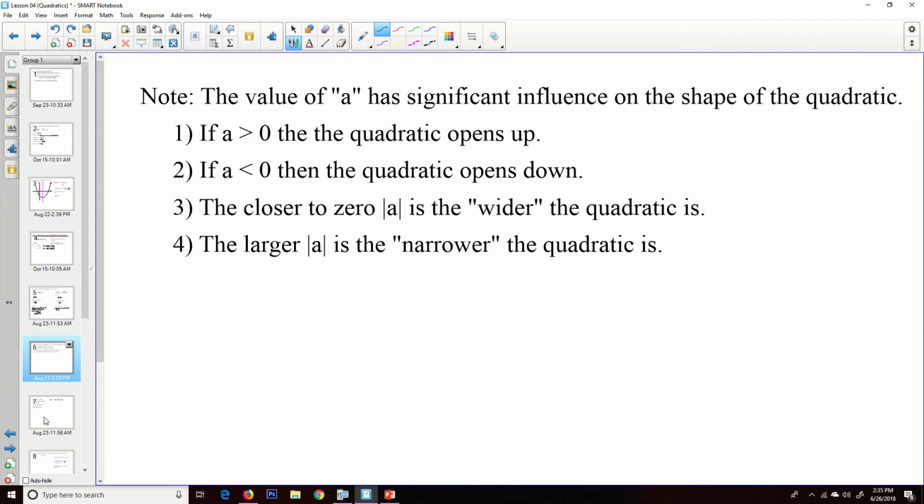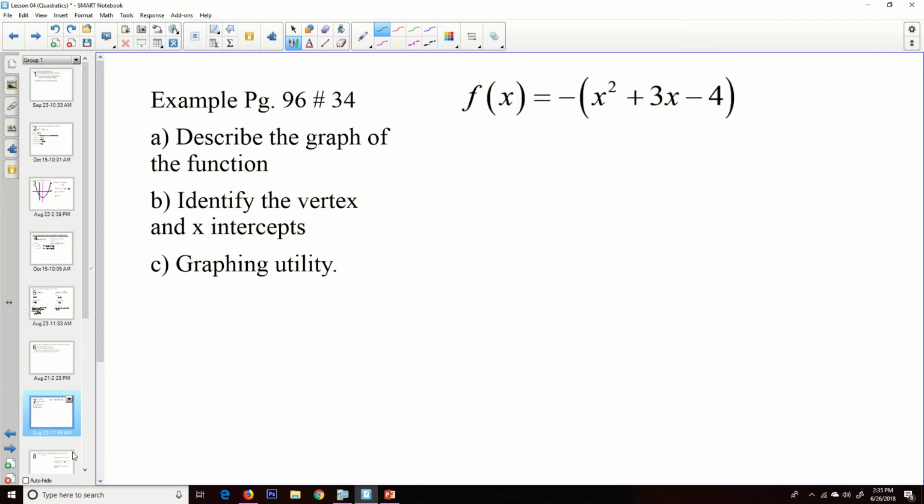All right, so we did that. A couple of examples to get through. Describe the graph of the function, identify the vertex, the x-intercepts, and then we'll use a graphing utility to do all those things. You need to be able to do both because we need to be strong in both our use of algebra as well as being able to use technology.